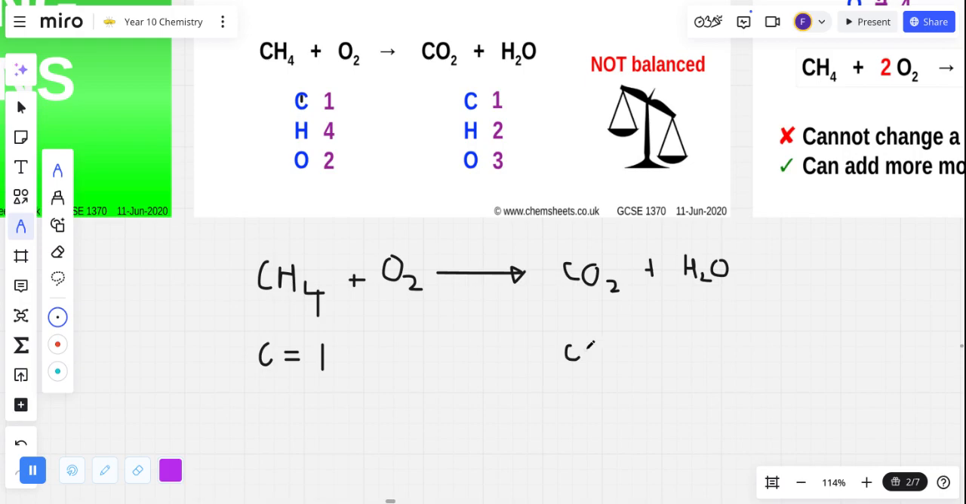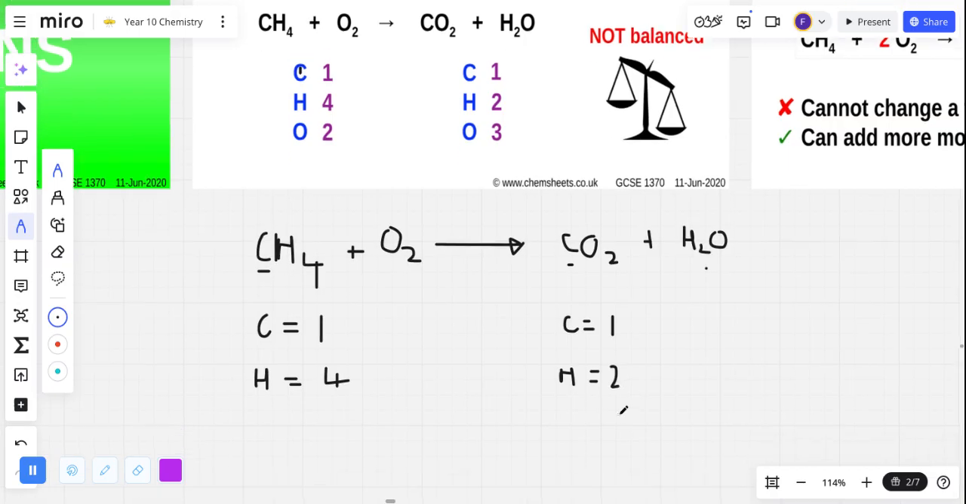Anywho, they go, right, carbons, I've got one on this side. Carbons, I've got one on this side, C equals 1, C equals 2, because I've got one carbon there and one carbon there. Let's do hydrogens. I've got 4 hydrogens on this side because it says hydrogen with a little 4 there, so I've got 4 hydrogens there. On this side, if I look at my hydrogens, I've got 2 of them, I've got 2 there.